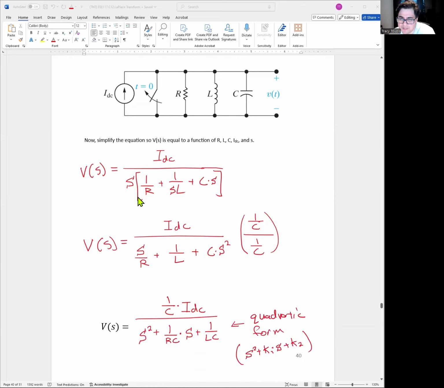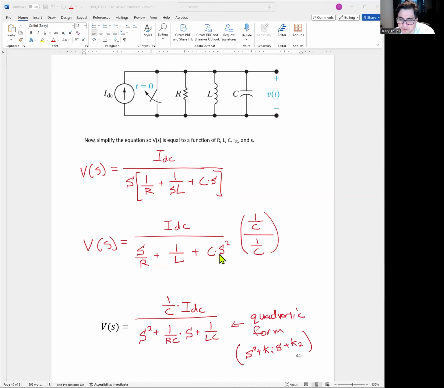So the first thing we do is multiply s in to see what we get. We get I_DC over s over R plus 1 over L, because the s goes into 1 over R, so that's just s over R. The s goes into 1 over sL, so the s on top and the s on the bottom both cancel, so you have 1 over L. And s goes into Cs, so the s doubles up to s squared times C.